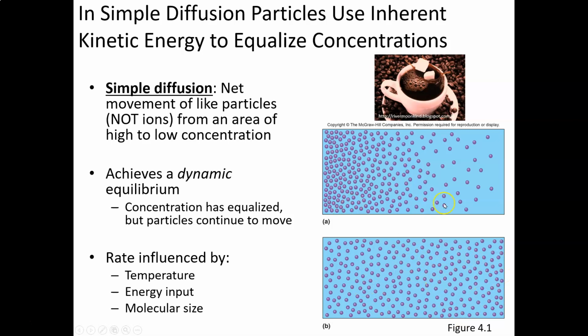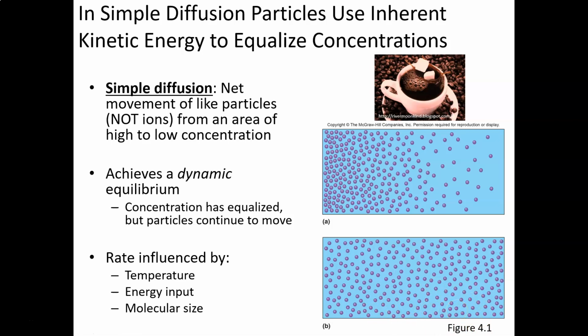Now, one of the things to remember is that once we have it distributed equally, the particles don't stop moving. What they do is they reach what's called dynamic equilibrium. For every purple particle that's going to the right, there's one going to the left, and there's one going up, and one going down, one going backward, one going forward, and so on. So the concentration is equalized because we have a dynamic equilibrium. But since it's dynamic, the particles never stop moving, at least practically for us.